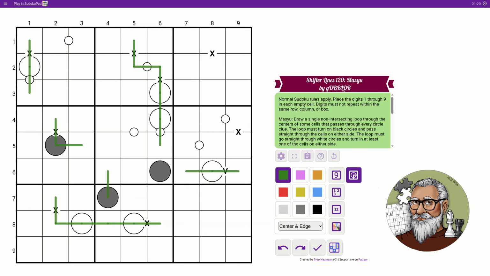We can't cross. The line doesn't intersect, if I remember correctly, with the circle. Not circle, the loop, I should say. The loop must go straight through. Okay, it doesn't say so. Where is it? Single non-intersecting loop, yeah.